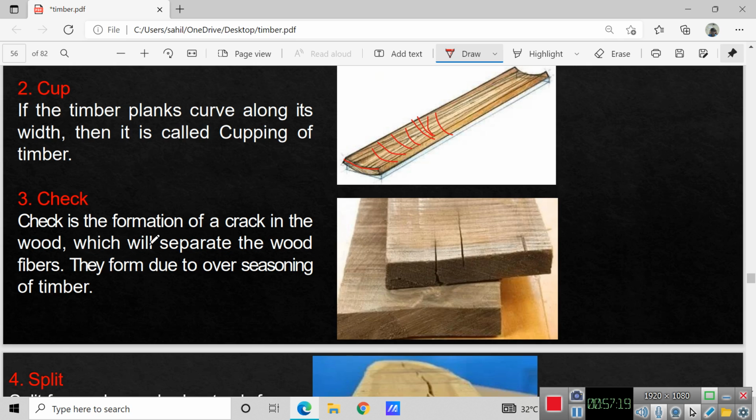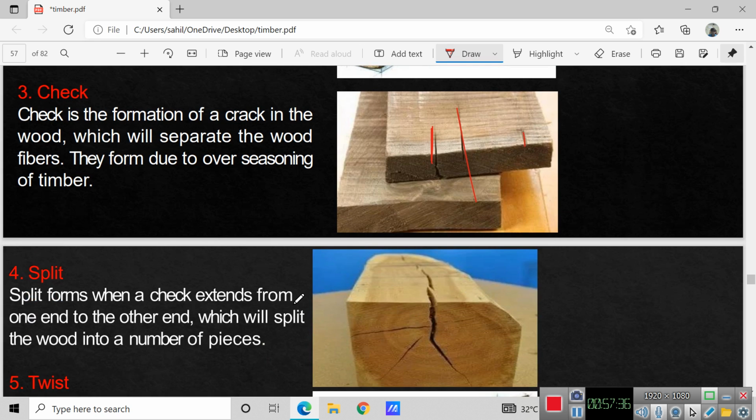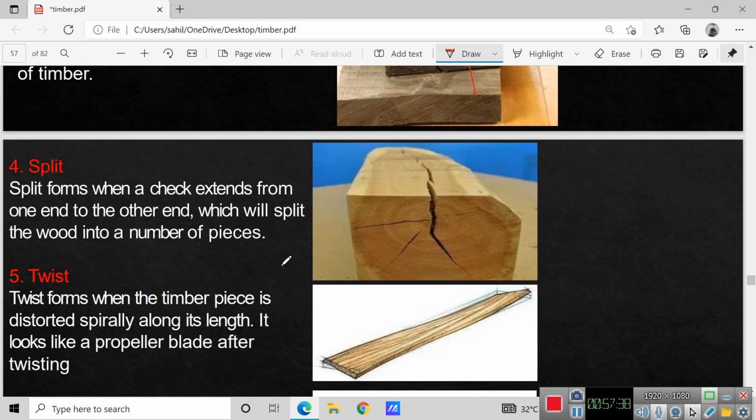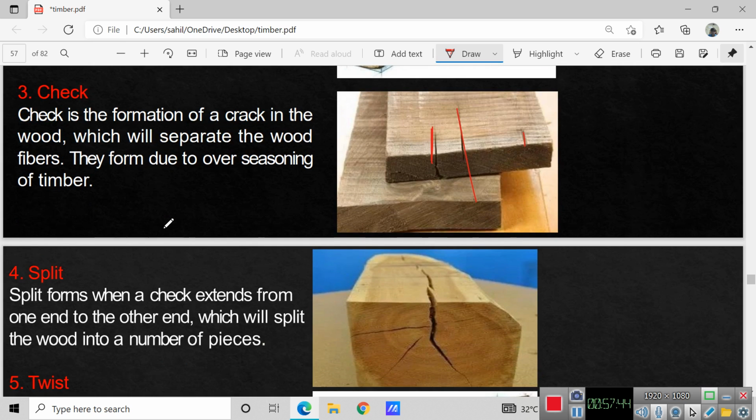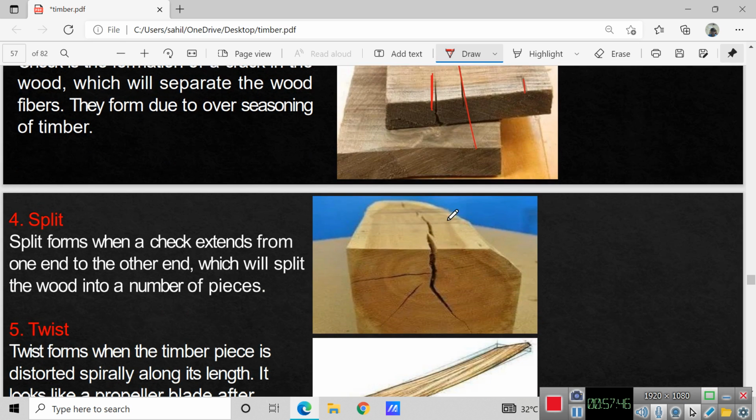Now, checks is the formation of cracks in the wood which will separate the wood fibers. They form due to over seasoning of timber. So there is also a drawback of over seasoning the timber, that is it may form checks like this, which separates the fibers of the timber. Now, number 4 is splits. Splits form when a check extends from one end to the other end, which will split the wood into a number of pieces. So split is a modified form of check which extends from one end to another.